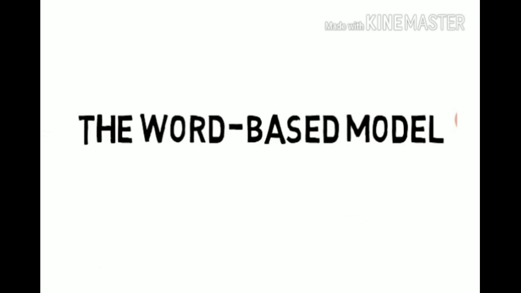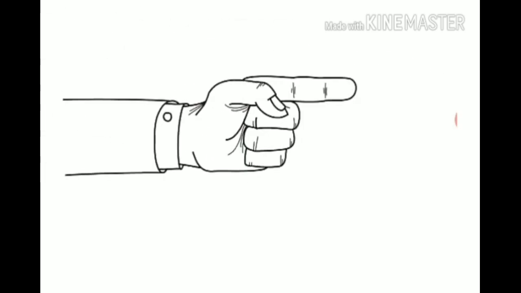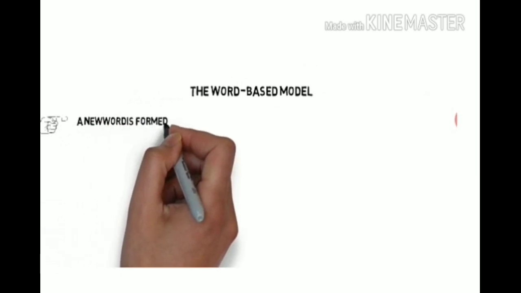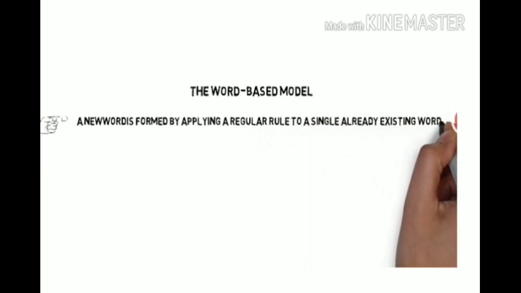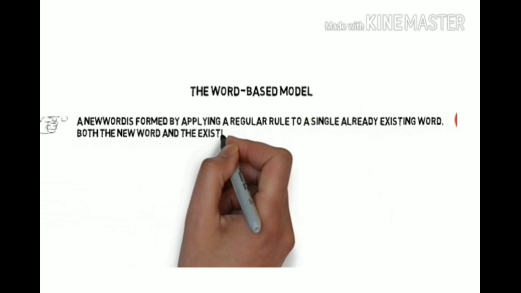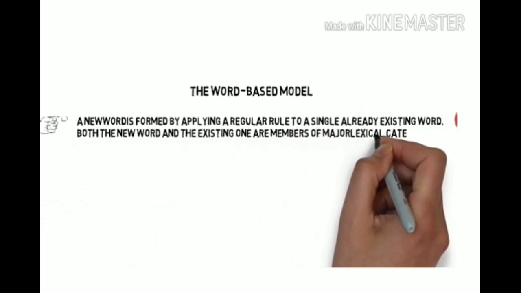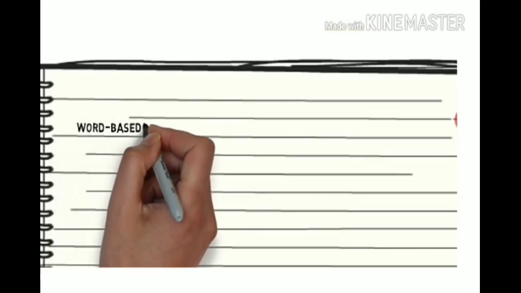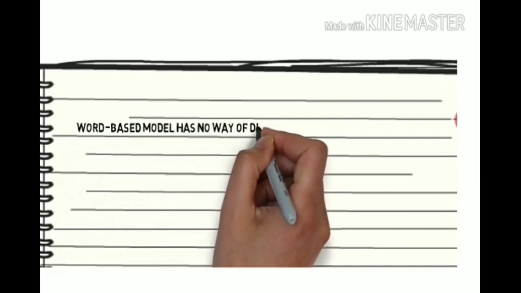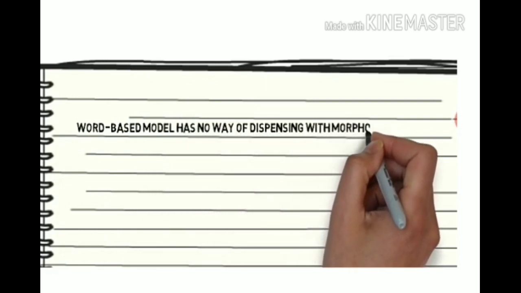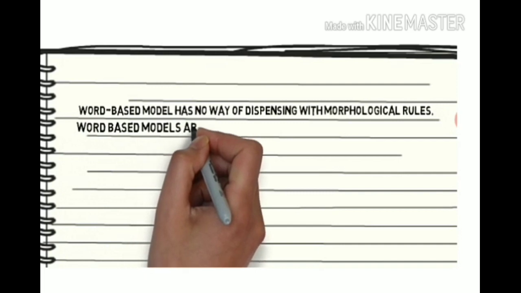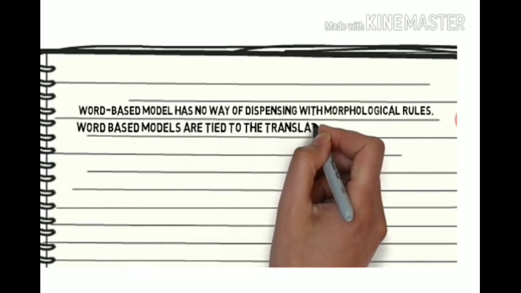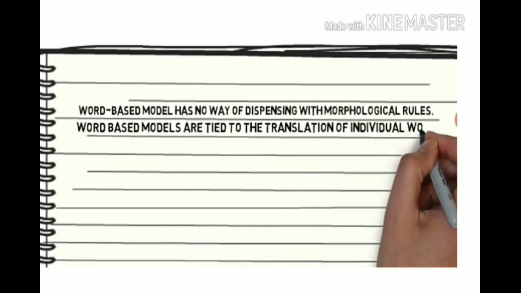The word-based model. In the word-based model, a new word is formed by applying a regular rule to a single already existing word. Both the new word and the existing one are members of major lexical categories. The word-based model has no way of dispensing with morphological rules. Word-based models are tied to the individual words.